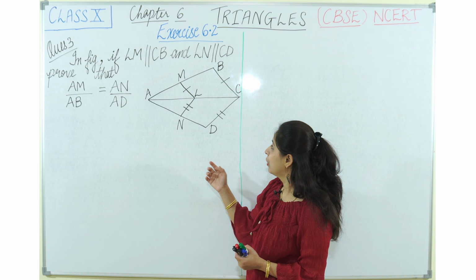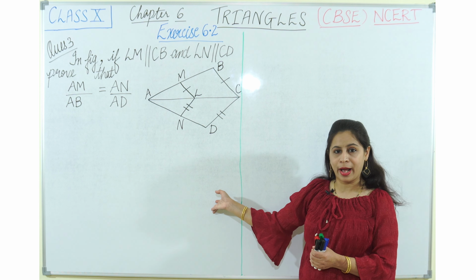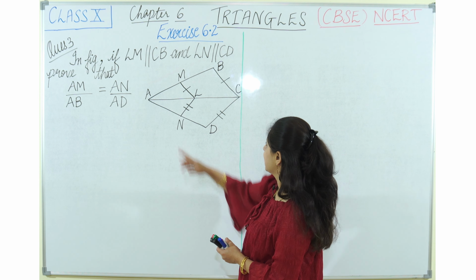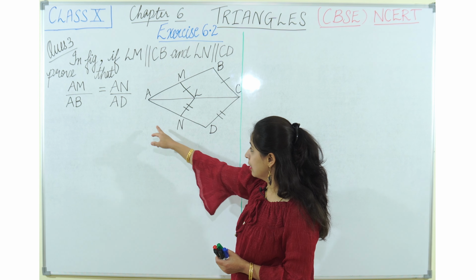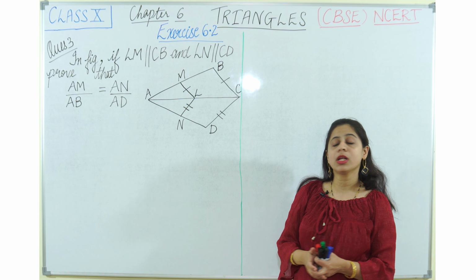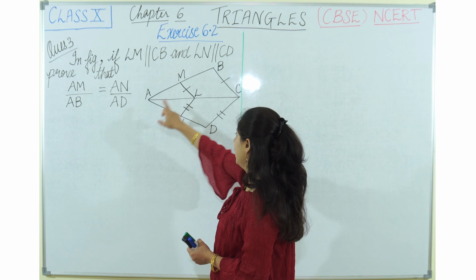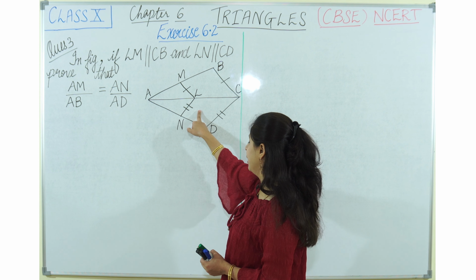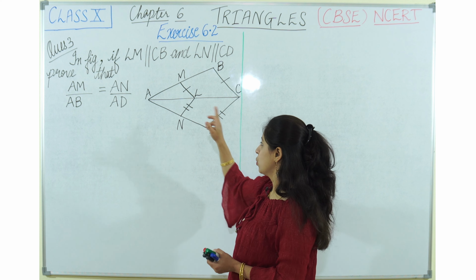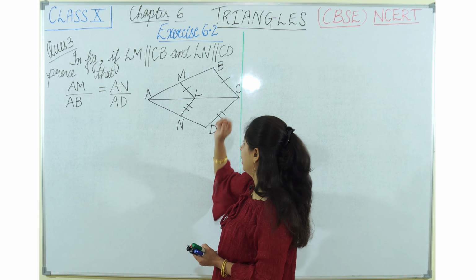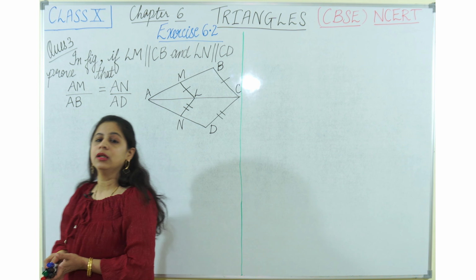In the figure we can clearly see there are two triangles. One triangle is ABC and another triangle is ADC. In triangle ABC, LM is parallel to BC, and in triangle ADC, LN is parallel to DC. So let us first take triangle ABC.